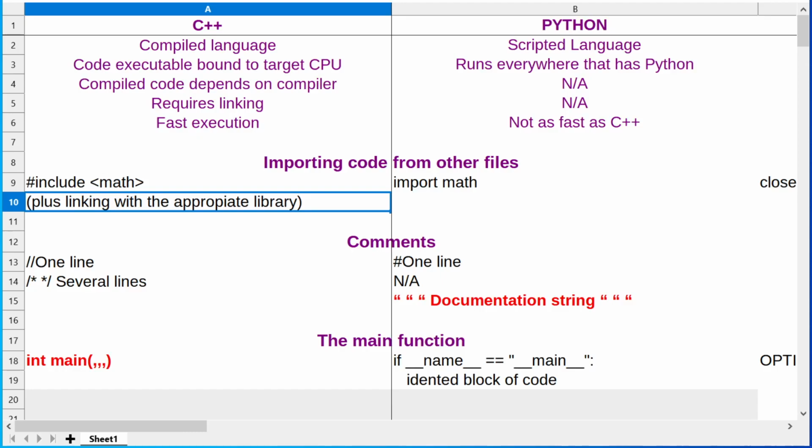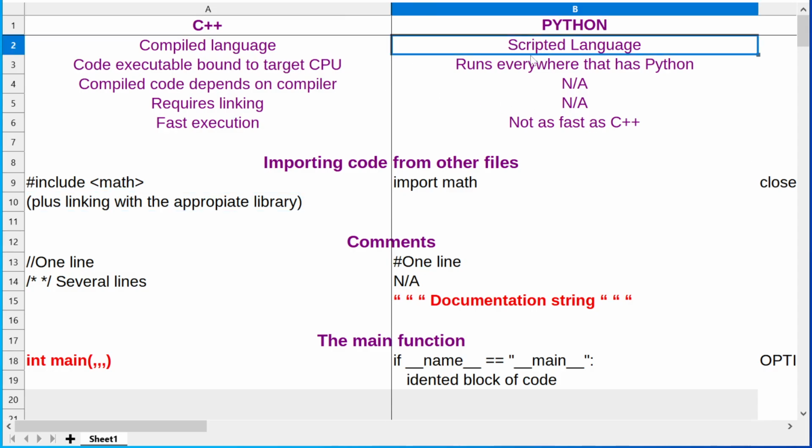If you already know C++ like me and you want to start coding in Python as soon as possible, I'm going to try to compare the C++ language with the Python language, and I'm going to try to do it in less than 15 minutes. Remember that C++ is a compiled language, whereas Python is scripted.